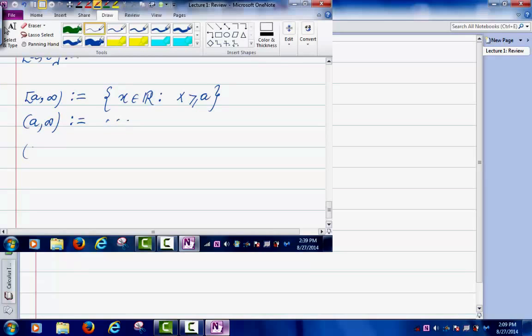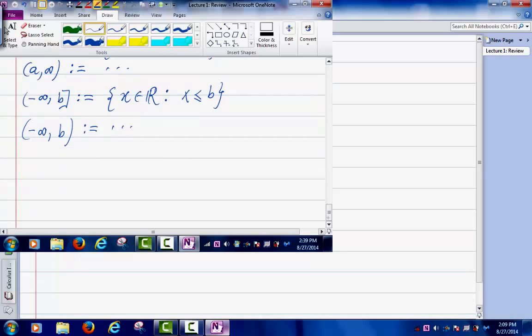Or I could also have negative infinity to B, right? Which would be all real numbers x such that x is less than or equal to b, right? And then I also have negative infinity to b, open at b. So the second one does not include b, right? Any other intervals that I'm missing?